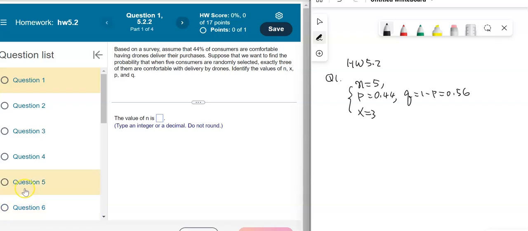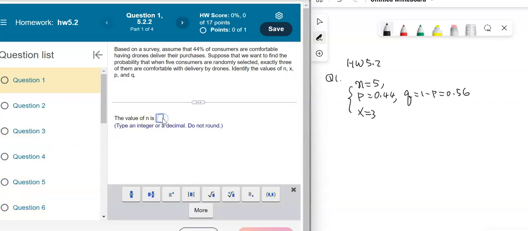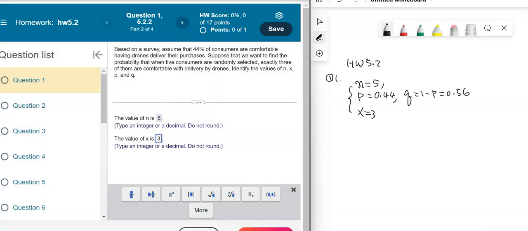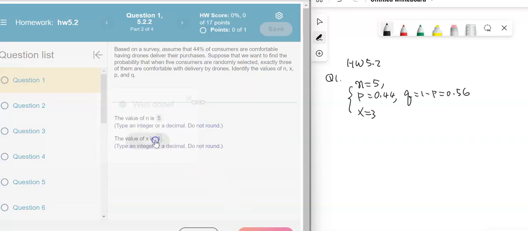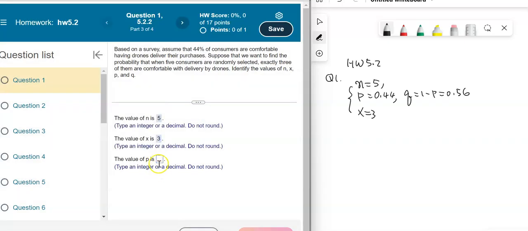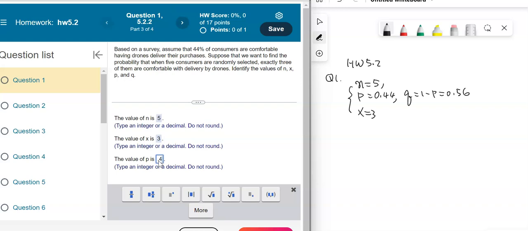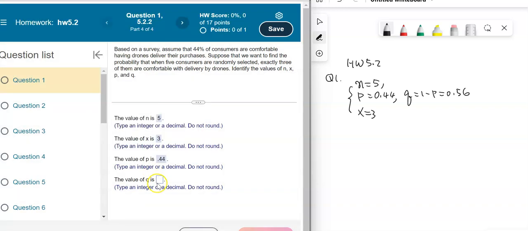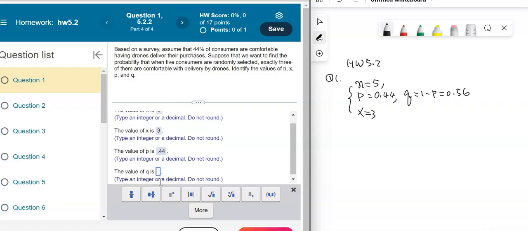So N equal 5. X is 3. P is 0.44. And Q is 1 minus P, which is 0.56.